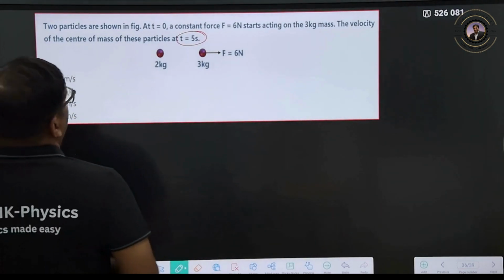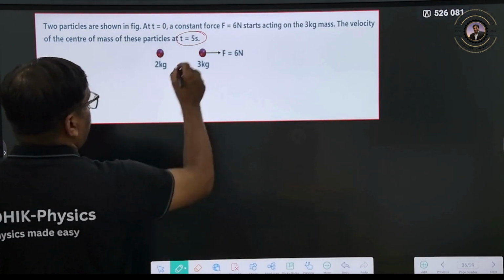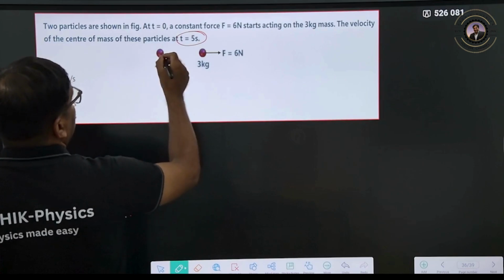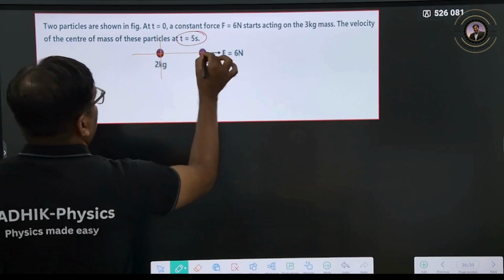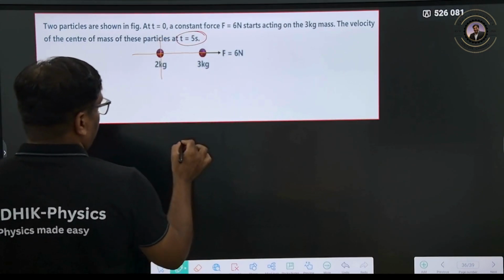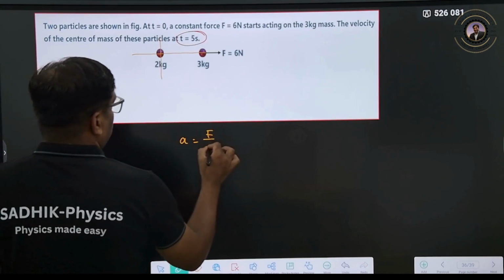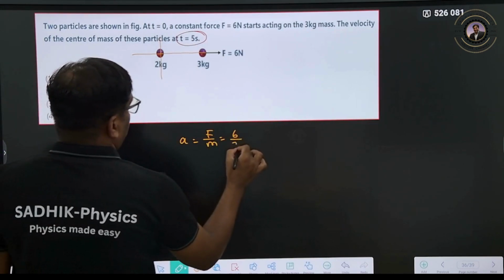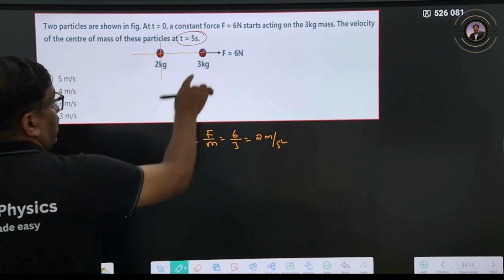Here it is asking for the velocity of the center of mass. This one is not moving, only this one is moving. What is the acceleration here? Acceleration is equal to force upon mass, 6 by 3, therefore 2 meters per second square. This is the acceleration of this particle.